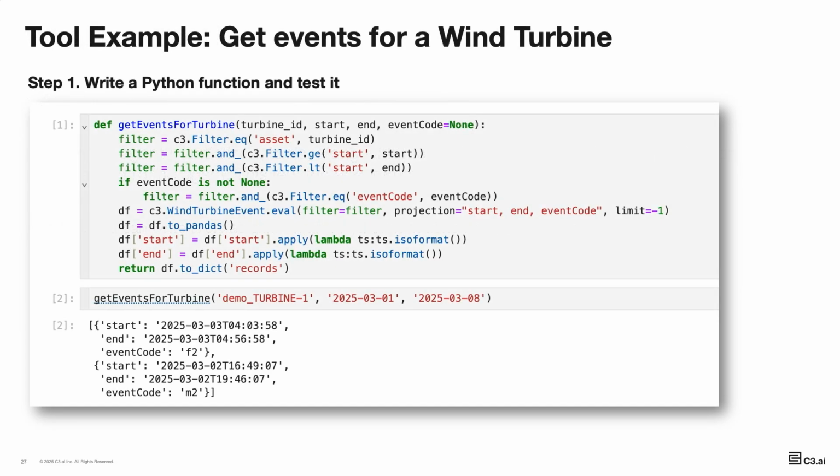Okay, so I'm going to walk you through a simple example. This is the Python code for a function, and this function returns events for a turbine. It has a couple of parameters. It takes a turbine ID, start and end dates, and an optional event code. So there's about 10 lines of code here. It's going to query your data model and return the requested data. And you can see I can define it in Jupyter, I can call it in Jupyter, and you can see the format is pretty simple. It's a JSON-like format that LLMs can easily understand, and you see the records that were requested.